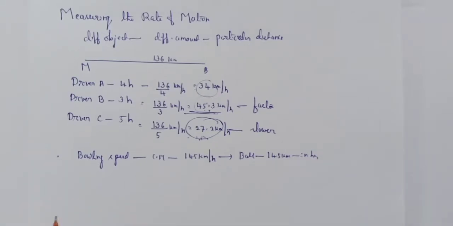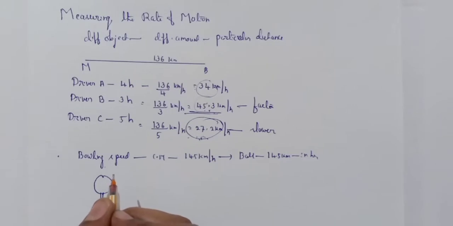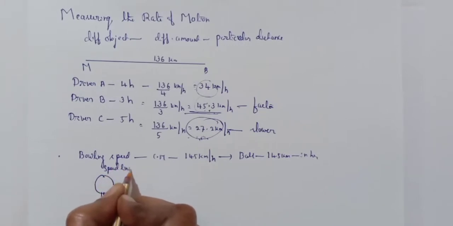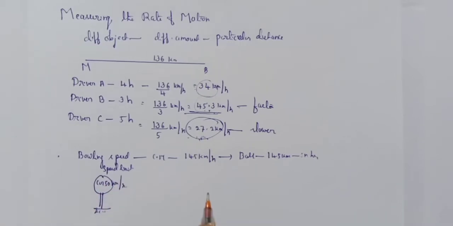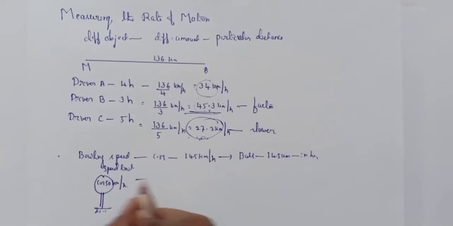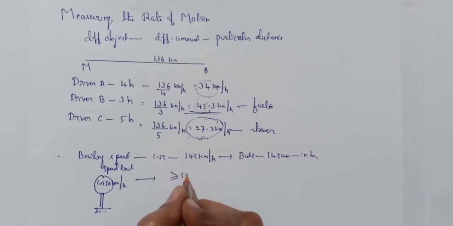And consider one more example. You might have seen the signboard erected on the roadside. The signboard reads: speed limit of car is 50 kilometer per hour. It means the car should not cover more than 50 kilometer. It can cover 50 kilometer or less than 50 kilometer in 1 hour.